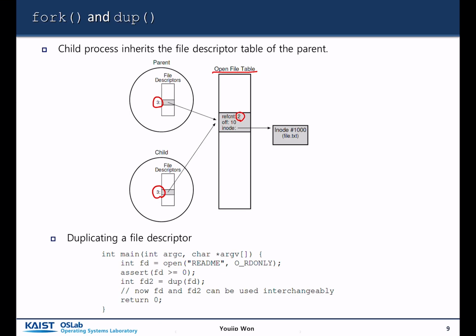There is an interesting function called dup. dup gets a file descriptor as its parameter, and it returns another file descriptor. If you call dup with a certain file descriptor, it finds a free spot and copies the contents of the file descriptor from here to here. As a result of calling dup, they will point to the same file object.